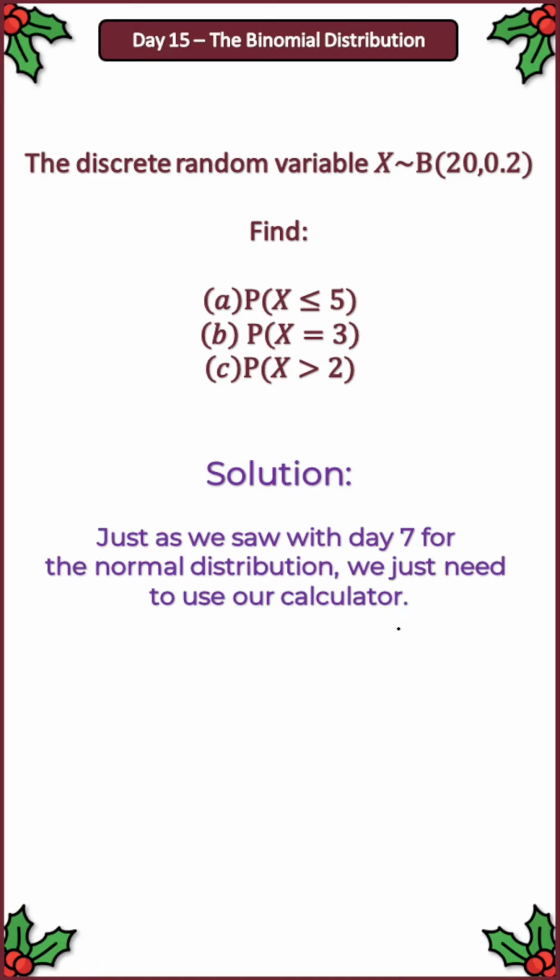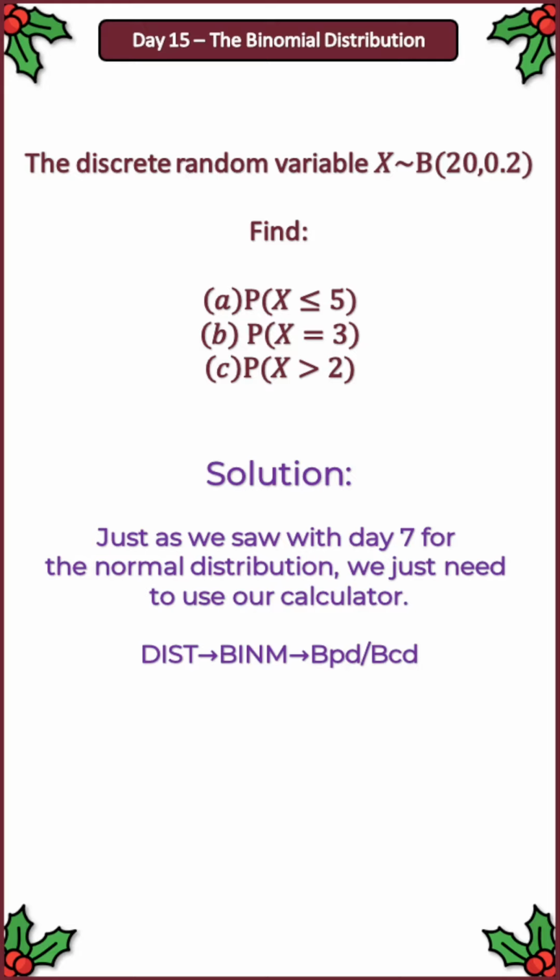So just as we saw with Day 7 for the normal distribution, all we need to do here is use our calculator. So we start by going into the stats mode on our calculator. We then press distribution. Obviously, we want the binomial distribution. And then we either want BPD or BCD, and it's dependent on the probability that we want to find. So for example here, for part A, this probability here is a cumulative probability, so we need BCD, okay?